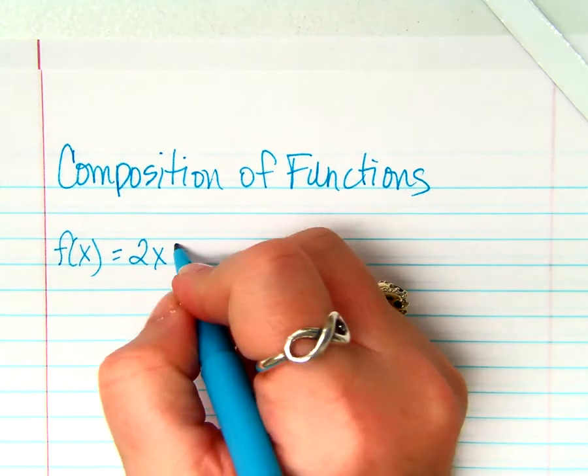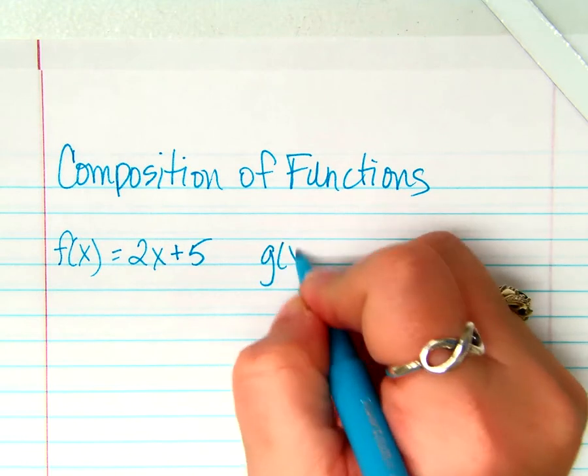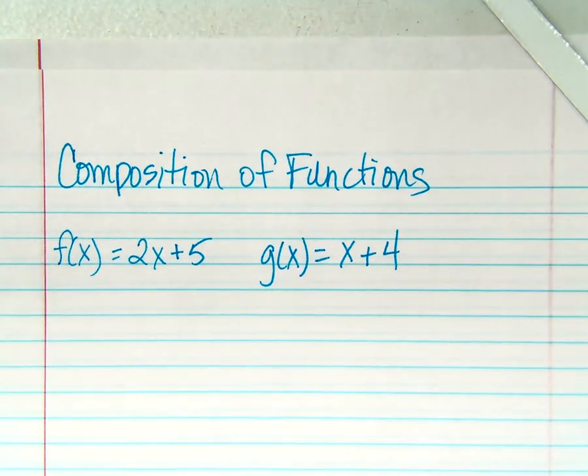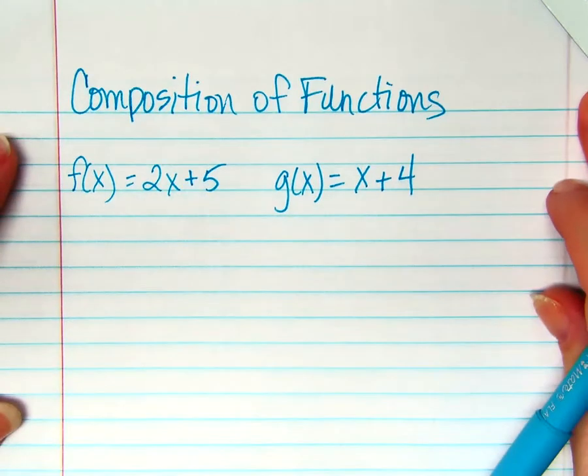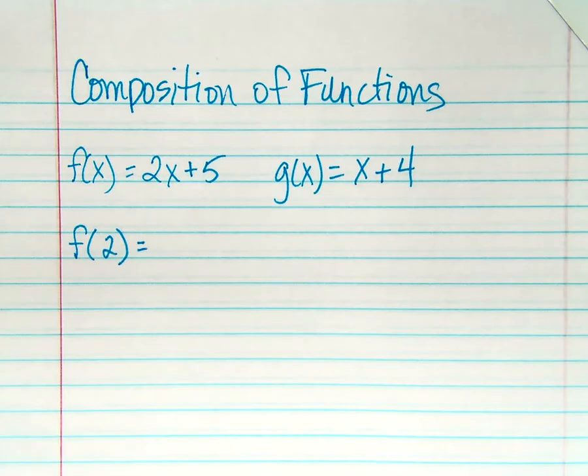Rude. 2x plus 5 is f of x. g of x is x plus 4. Okay? So first of all, can you tell me what f of 2 is?